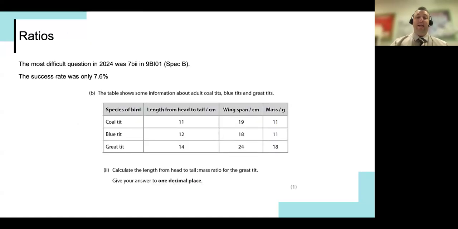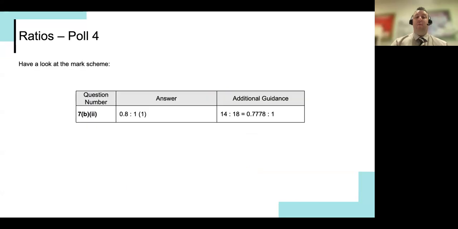Now, if I just go back one slide, to answer this question we're focusing on the great tit, so we're looking at only the data for the great tit. We're looking at the head to tail length and the mass. So it's 14 to 18. The important thing to remember here is that the second number, or one of them, must always be 1 in terms of a to 1 ratio. That's why we have this 0.8 to 1 ratio. That's what the answer should have been. Taking the 14 to 18, which was the original, we divide the 18 by 18 to get the 1, and then do the same to the other side, taking the 14 and dividing it by 18 as well. That's where we come down to the 0.8 to 1 ratio.